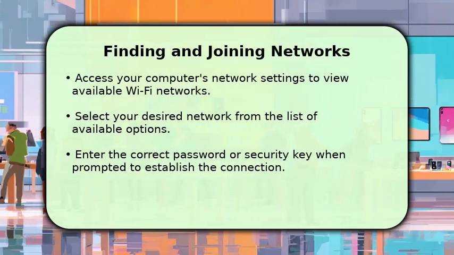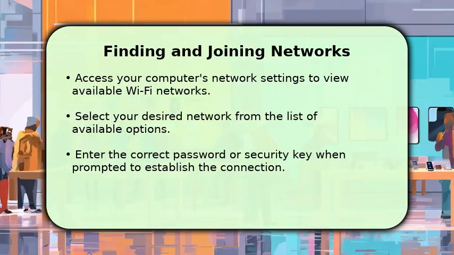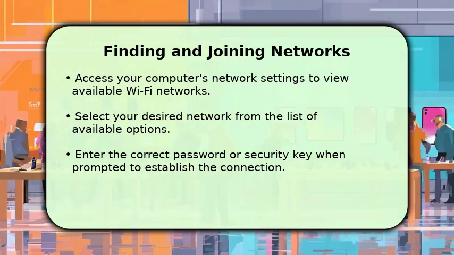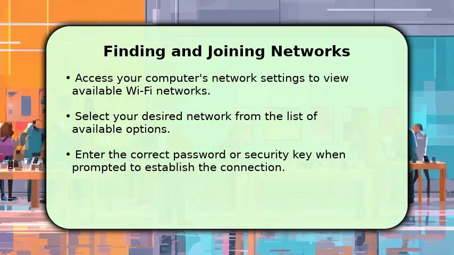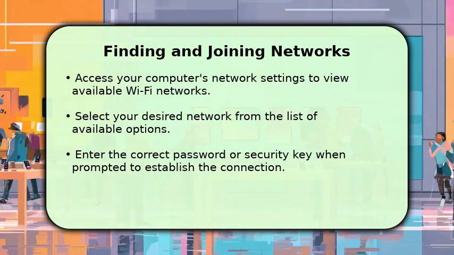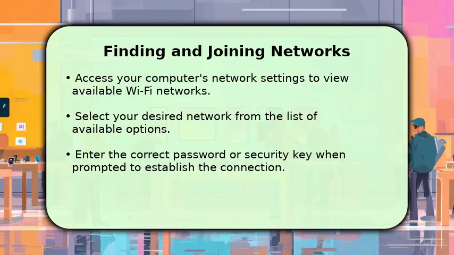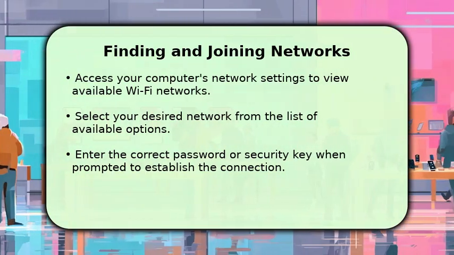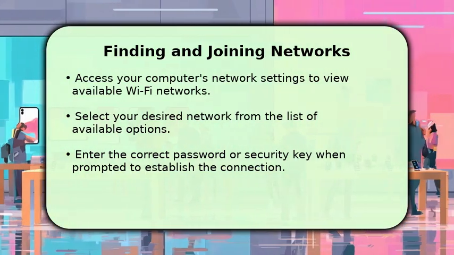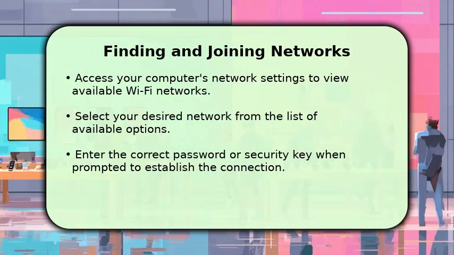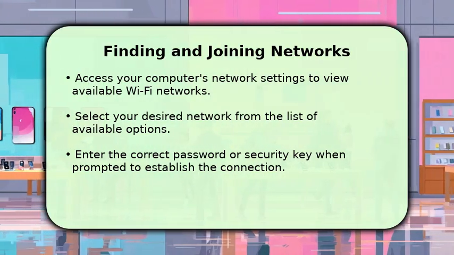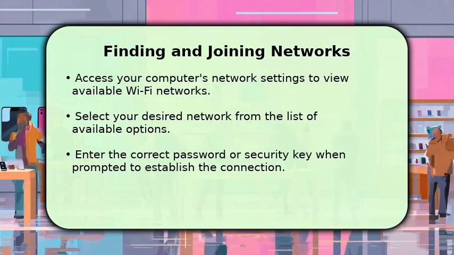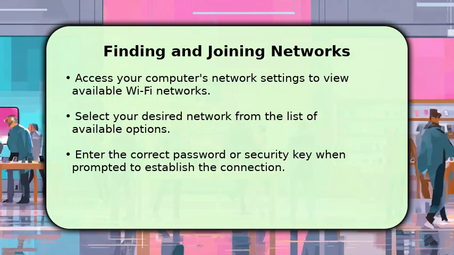Now, let us connect to a network. On your computer, navigate to the network settings, which you can usually find by clicking the Wi-Fi icon in your system tray, often located in the bottom right corner of your screen. A list of available Wi-Fi networks will then appear. Select your specific network name from this list, then carefully input your Wi-Fi password when prompted. After a few short moments, your computer should connect and be ready to browse.